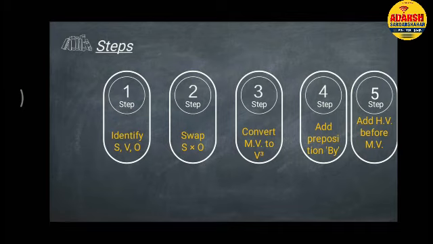Is it clear? Okay, now the second step, which is swap subject to object and object to subject. We put the subject in the place of the object and the object in the place of the subject. The third step is convert the main verb to the verb's third form. We always use the past participle in passive, that's why we use the verb's third form. Fourth step, add the preposition by. We put by before our subject. Last step is add helping verb before the main verb.